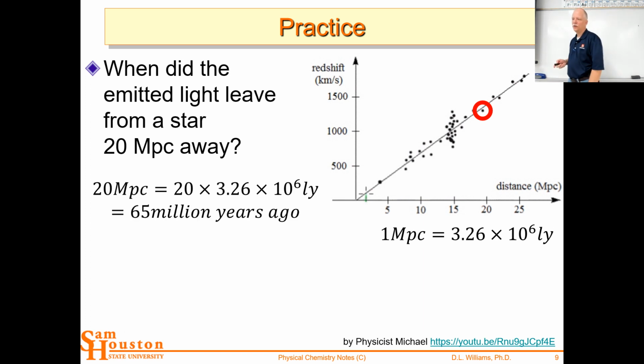And so if we look at 20 megaparsecs, a megaparsec is 3.26 times 10 to the 6 light years. And so it left 65 million years ago. And the reason we're detecting it now, 65 million years later, is because it took 65 million years for that light to leave that star. Okay. Now, how would we know how old that star actually is?